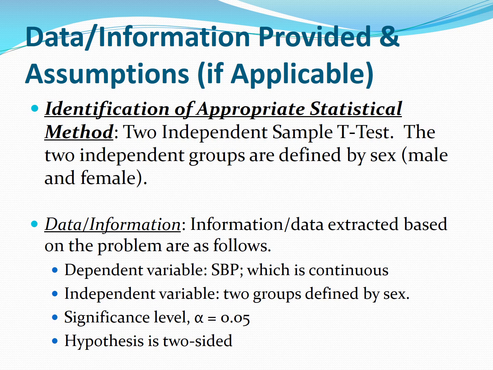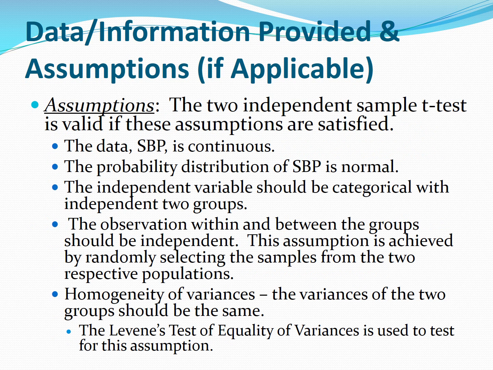The significance level, as was indicated in the problem set, is 0.05, which is at the 5% level. The hypothesis is a two-sided hypothesis because the alternative says that we're looking at mu sub m not being equal to mu sub f. So we know that they are different, but we have not specified the direction of the difference. So now let's look at the assumptions.